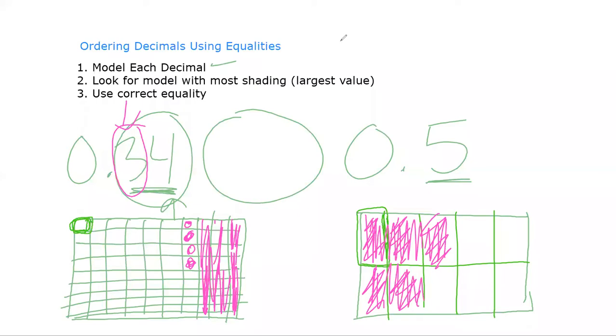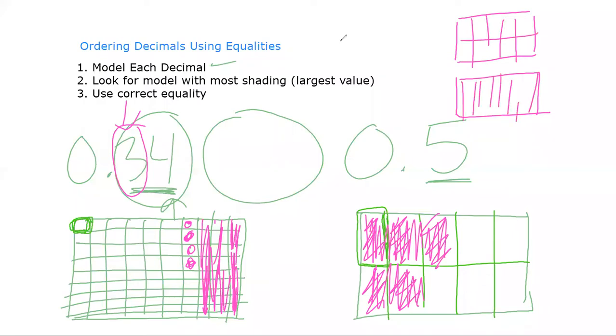Like, I don't know if I can really tell here, right? So one thing that might be helpful is next time I build my models, I might want to try to build them on top of each other like this. And then when I shade, I'm just going to pretend, right? I may be able to see better because they're kind of aligned with each other. So that's one thing to keep in mind.